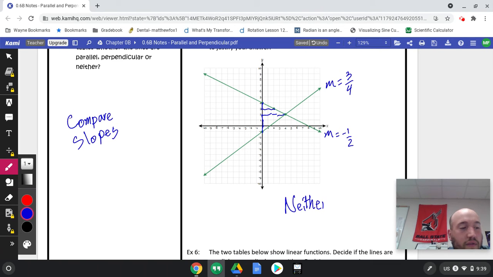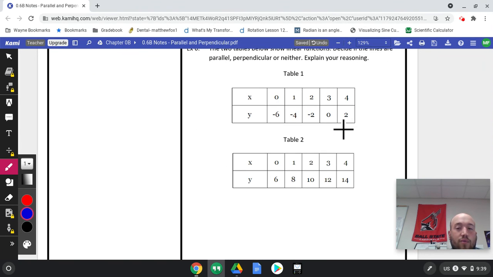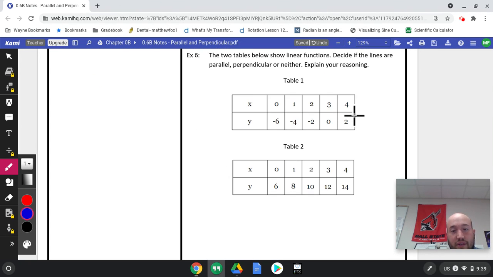Okay, if we're trying to justify our answer, we'd say slopes that are parallel must be the same. Slopes that are perpendicular must be opposite reciprocals. This is not the case, so it is neither. Now, when we have our points, we could graph this and find the slope, but that's more work than we need to do. In my opinion, we know our formula for slope.